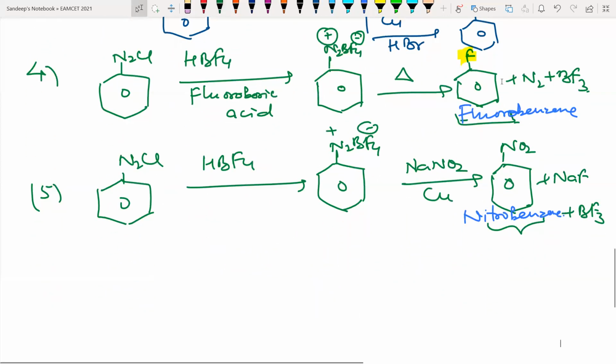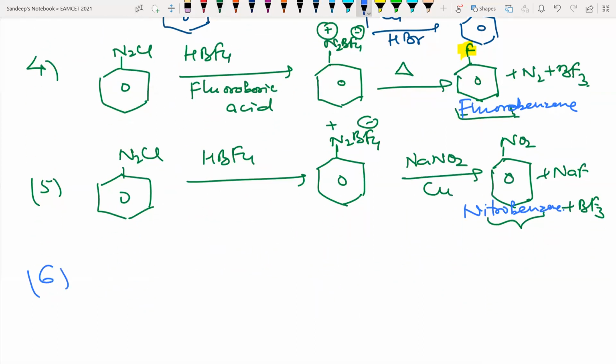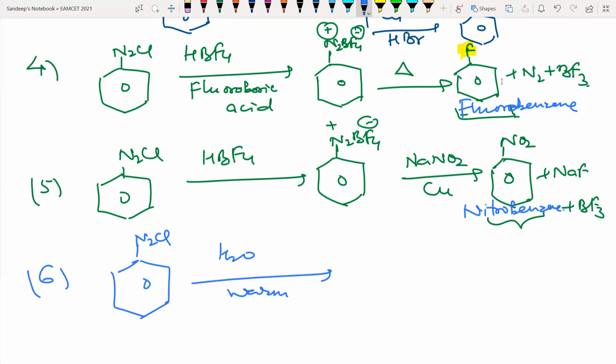Now preparation of phenol. So if you take benzene diazonium chloride and treat it with warm water, then you will get phenol plus nitrogen gas plus HCl. This way phenol can also be produced.